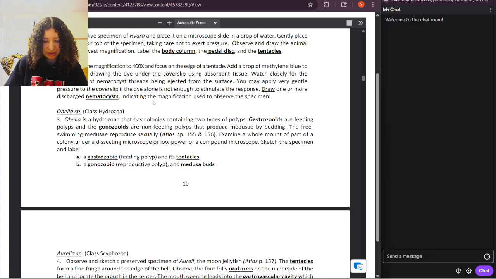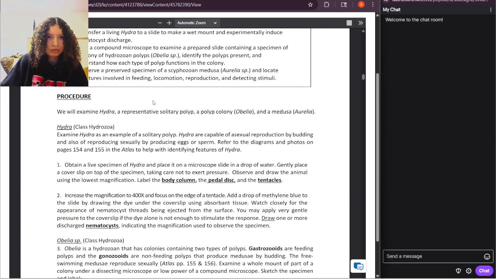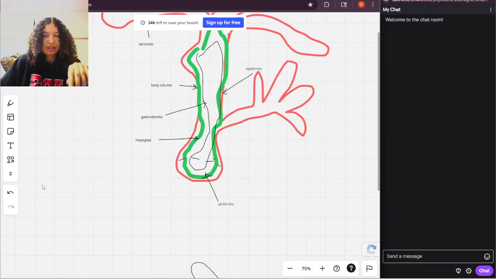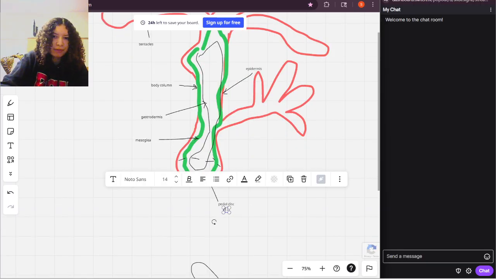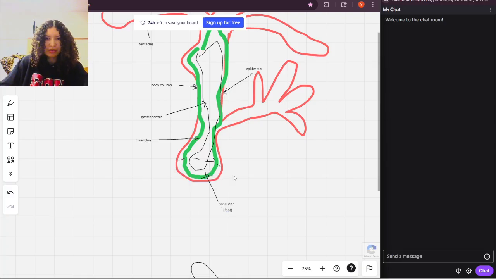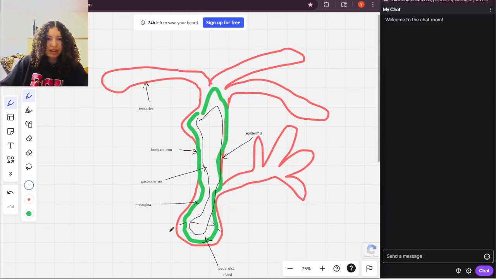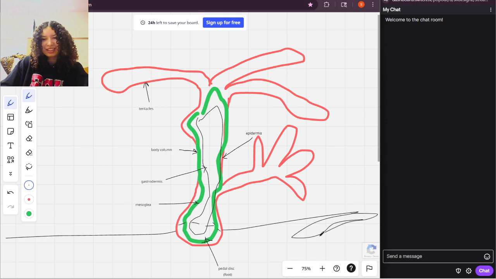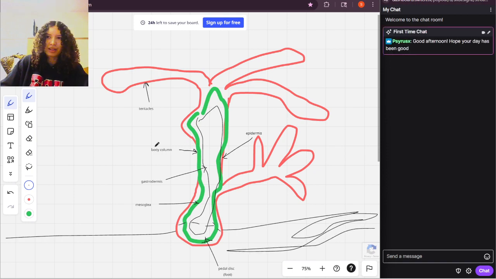Now, what is that pedal disc even for? What is the pedal disc for in Hydra? Okay, so it's just the foot. The pedal disc is just the foot. So I'll put foot in parentheses. It's what lets it attach to things. In order to emphasize that more, let's just give this an ocean floor. There we go. Ah, it keeps drawing when I'm trying to let go.